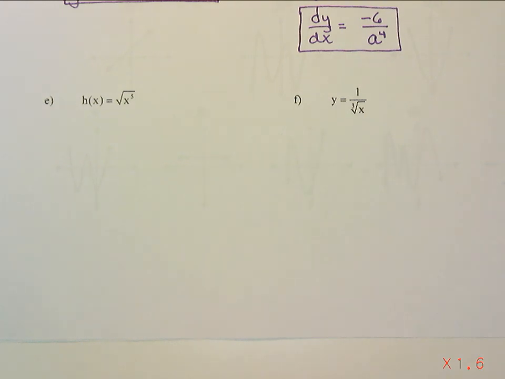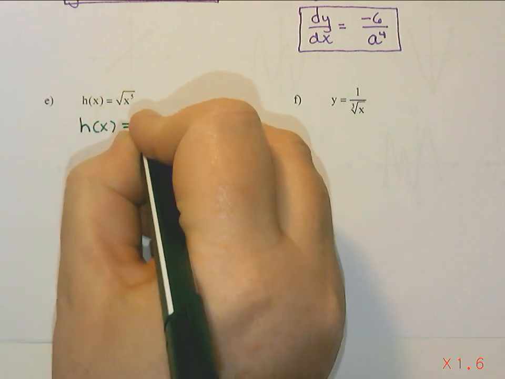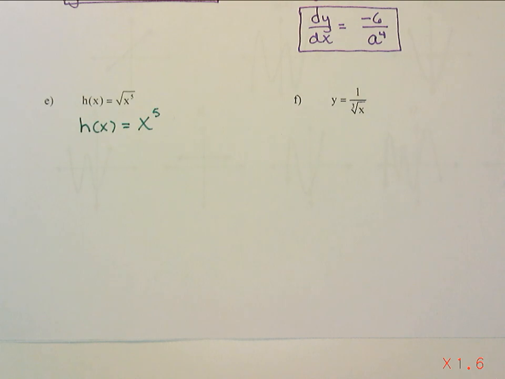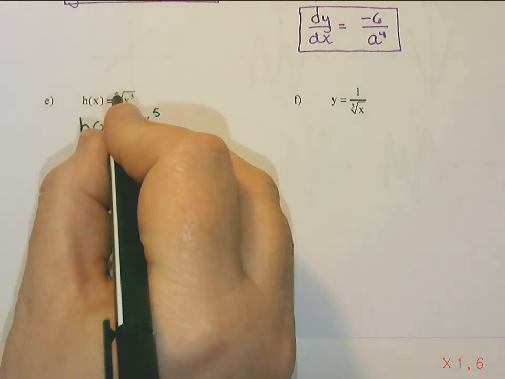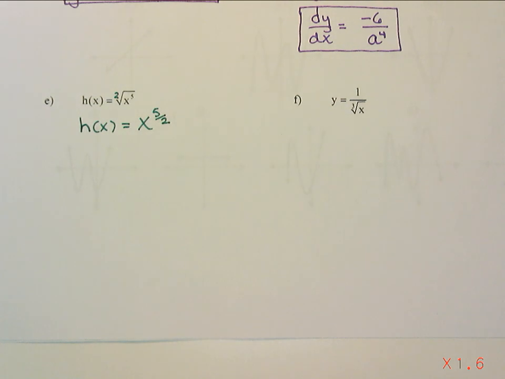So for question E, I have h of x equals x to the power of 5, and then that's the square root of x to the power of 5. In order for us to take the derivative of this, I need to try to write that root as a power. So roots come from fractional exponents. So that means that h of x is x to the power of 5. The 5 is just a regular exponent. And then this is a square root, so that is going to be divided by 2.